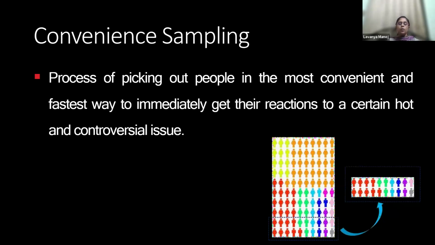So they just randomly go out and pick people, there are no conditions here. There is no condition that the research has to be carried out only in the morning, or in the afternoon, or in the evening, or between a particular time, or during the season time. Nothing is followed here, no hard and fast rule. So convenience sampling is just going out randomly, in the fastest way, and immediately getting people's reactions live.